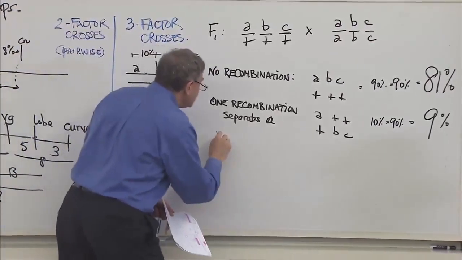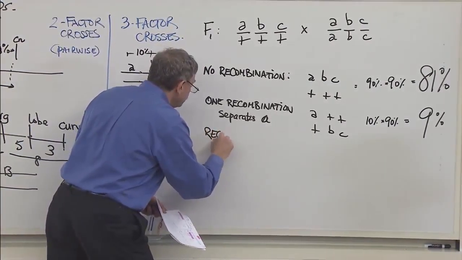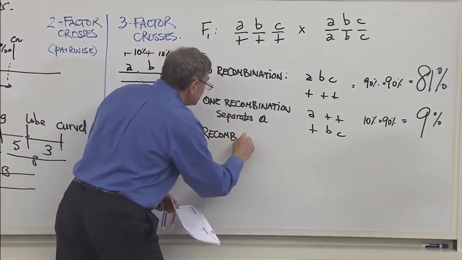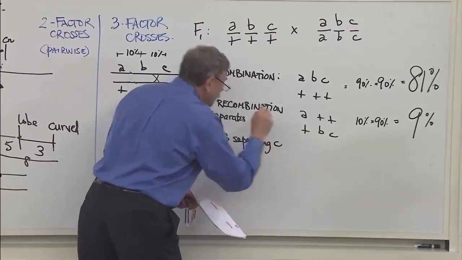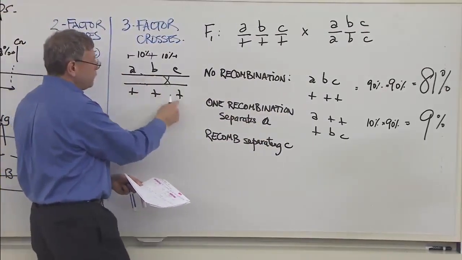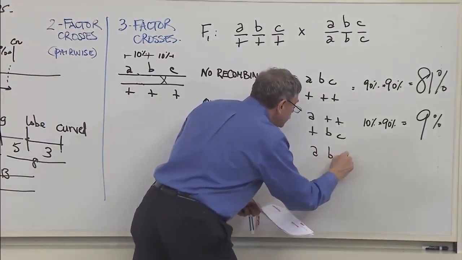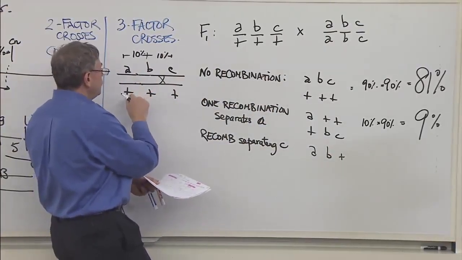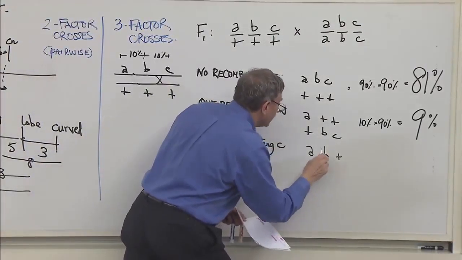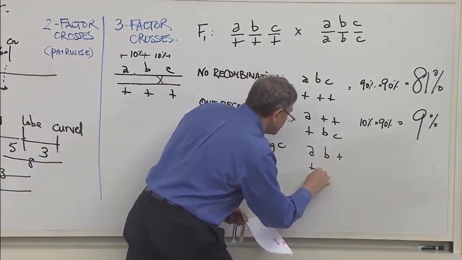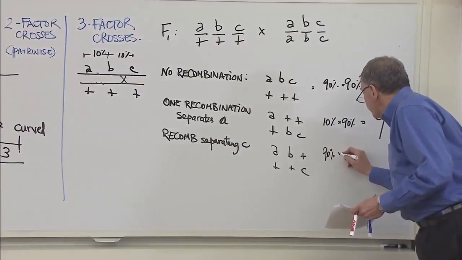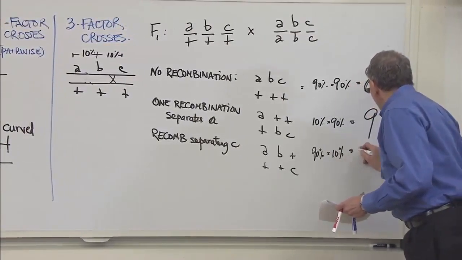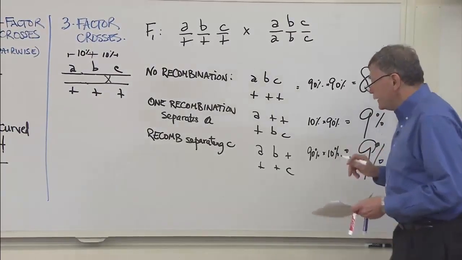What are the possible gametes? We'll have recombination separating C. What do we get? A, B plus, or plus B, C. Or plus plus C. There we go. And what's the probability of that occurring? 90% times 10% equals 9%.